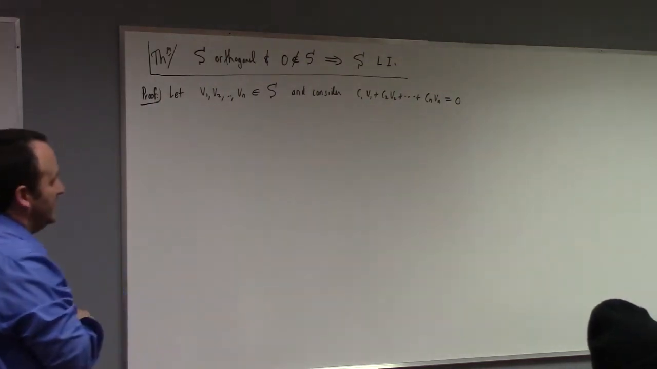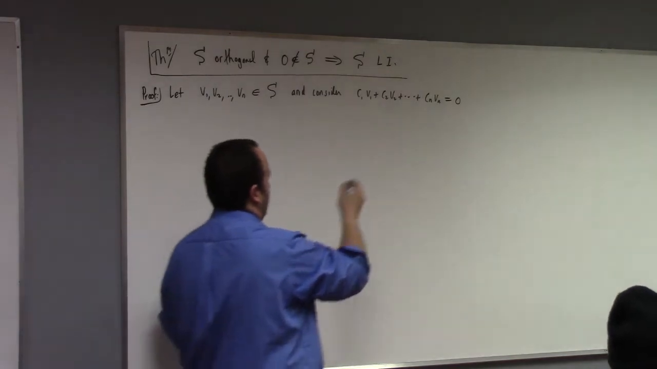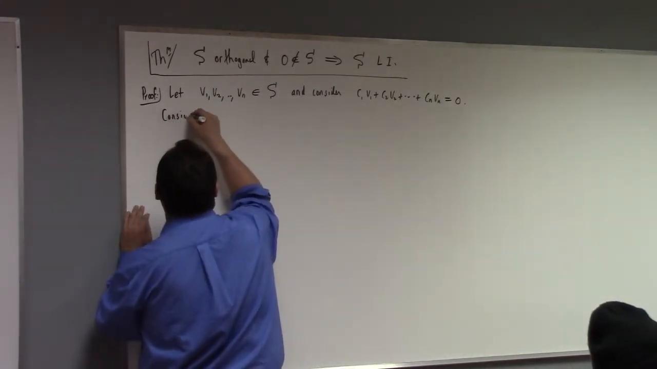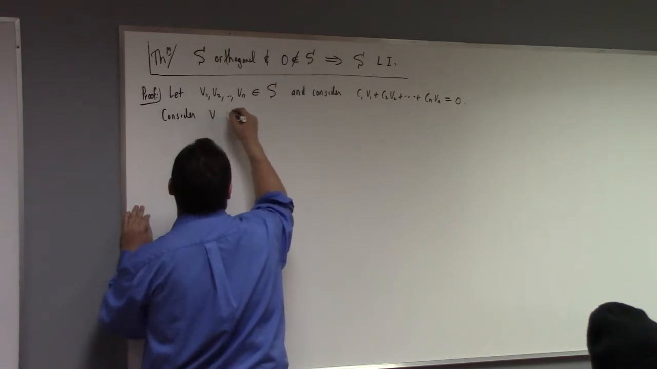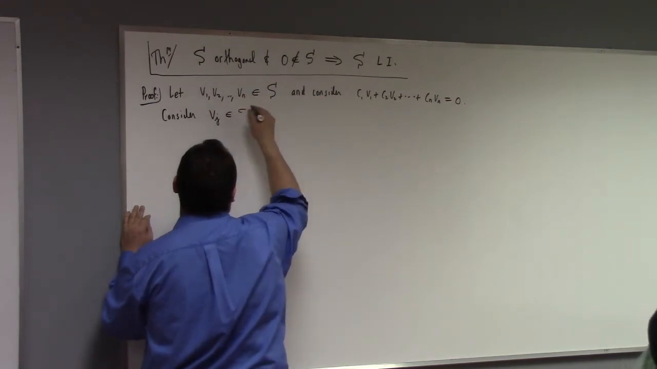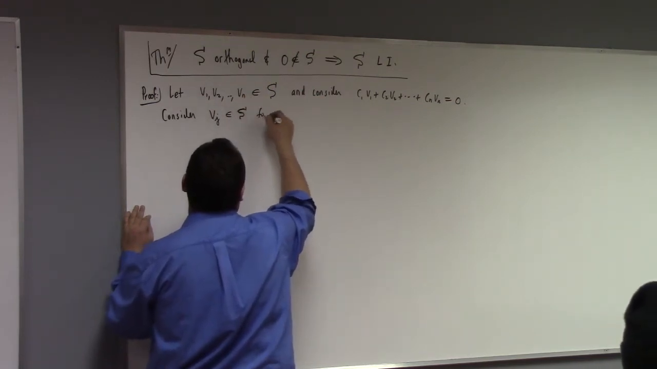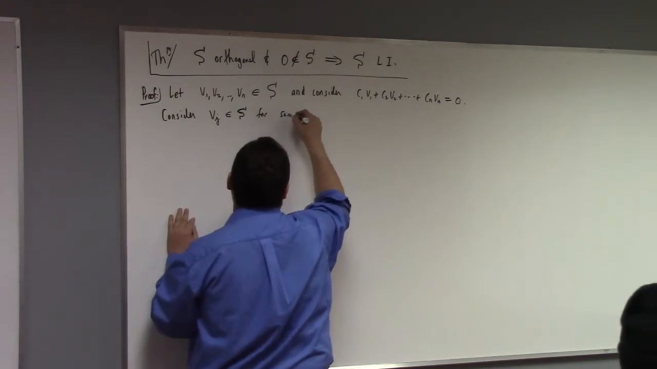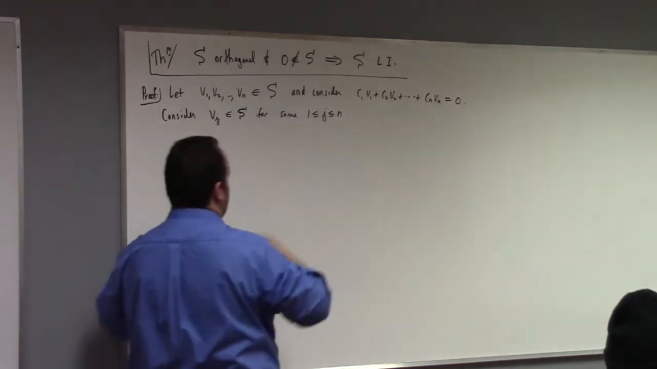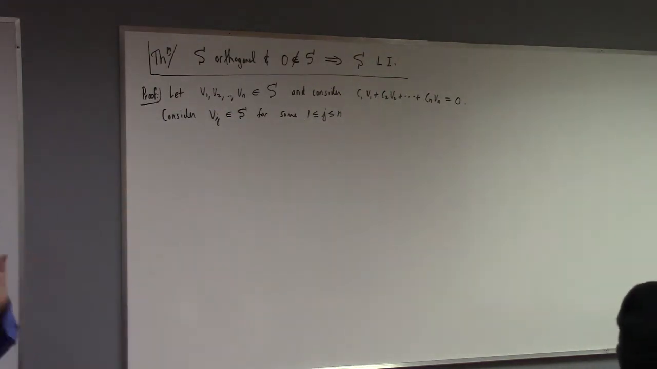Yeah, we need to show all those constants are 0, right? So what we're going to do is consider v_j in S for some 1 ≤ j ≤ n. So one of these, right? I want to pick an arbitrary one, though, all right?